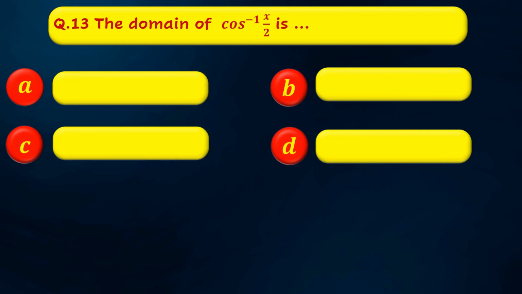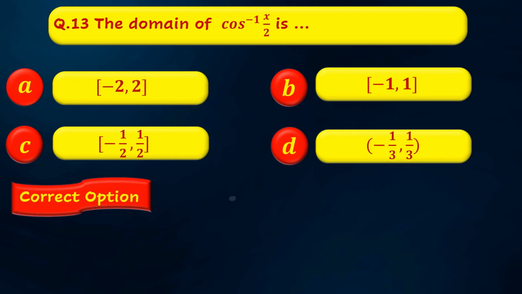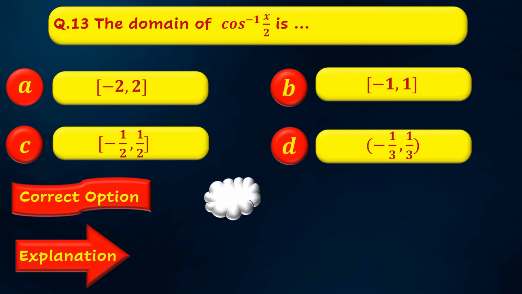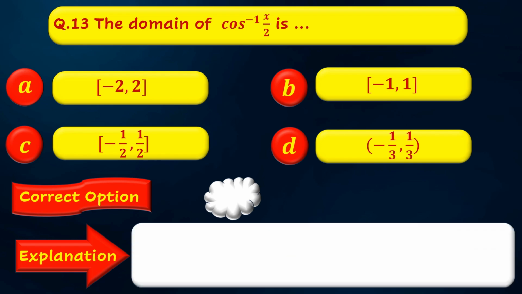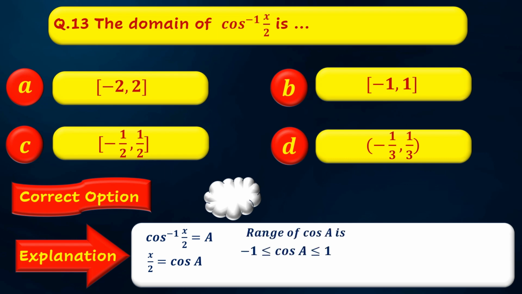Question number 13. The domain of cos inverse x by 2 is, and the options are. Let's find out which one is the correct option. But before this, we explain it. We put cos inverse x over 2 is equal to a, and it gives cos of a is equal to x by 2. And we know that the range of cos of a is from minus 1 to plus 1. Therefore, cos of a will be greater or equal to minus 1 and less or equal to 1.